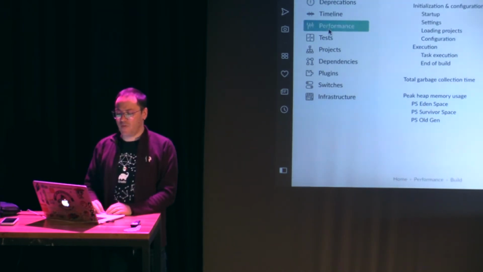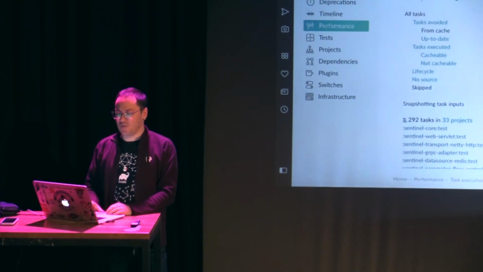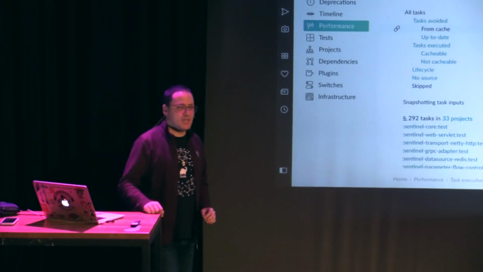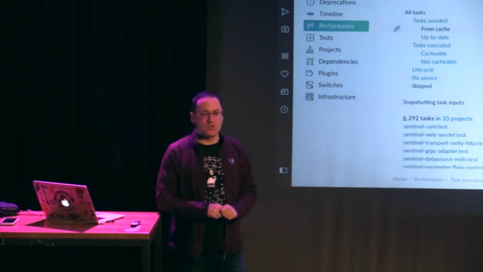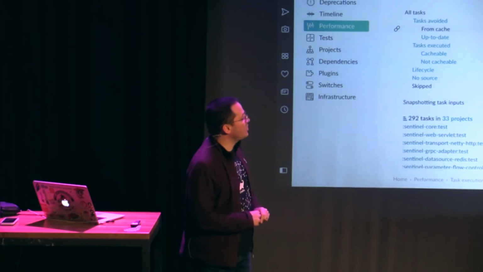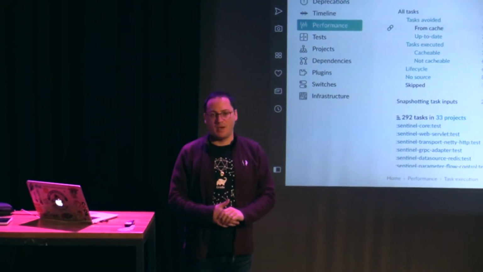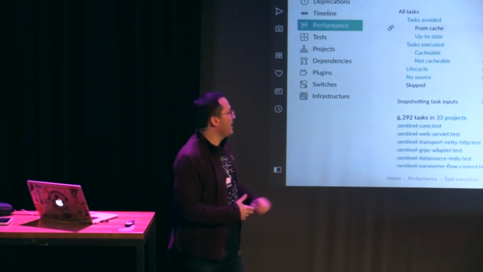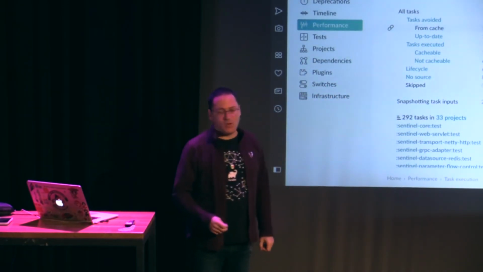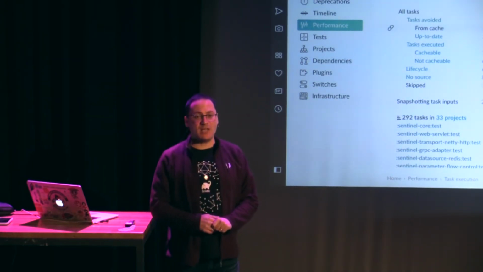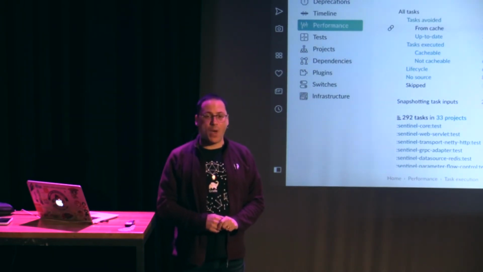If I look into the performance, it will tell me here in the task execution that without avoiding all the work that I should not be doing, my build would have taken close to 5 minutes, but it actually was 1.5 minutes. And it tells me that of all the tasks that I executed, 50% of them are not cacheable, and 50% of them were.